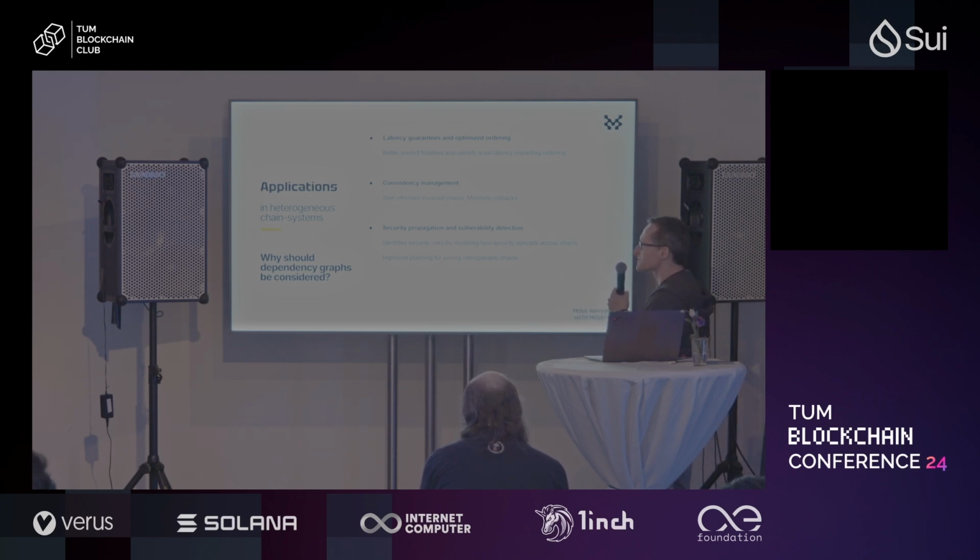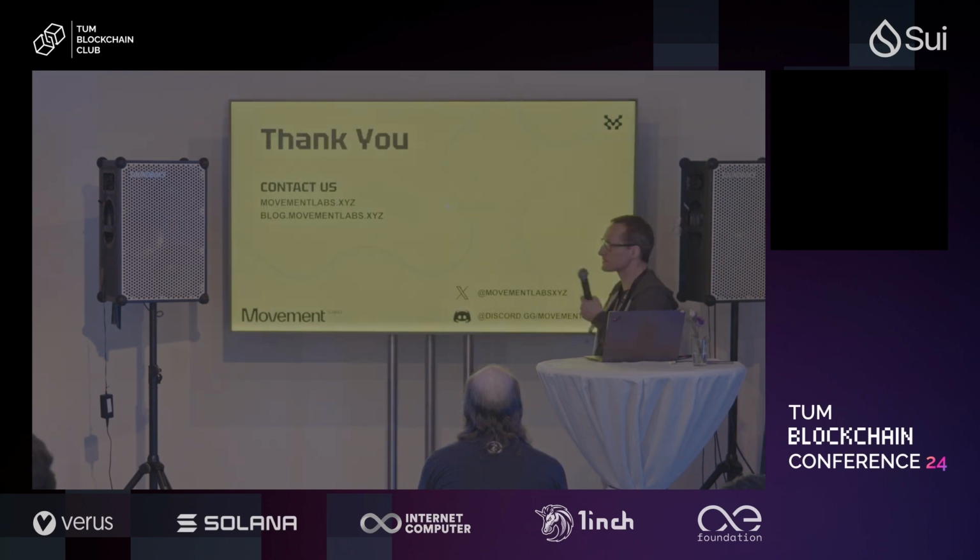You can also do consistency management with it, so you inform each rollup around when latency is reached and when transactions are truly final. And you can use the model for security propagation and vulnerability detection: if something happens in one of the chains, that information can be propagated to other chains as well. Yeah. And so this is the presentation about cross-settlement.